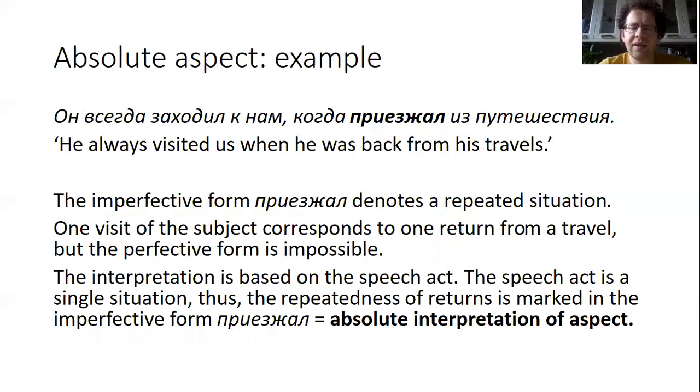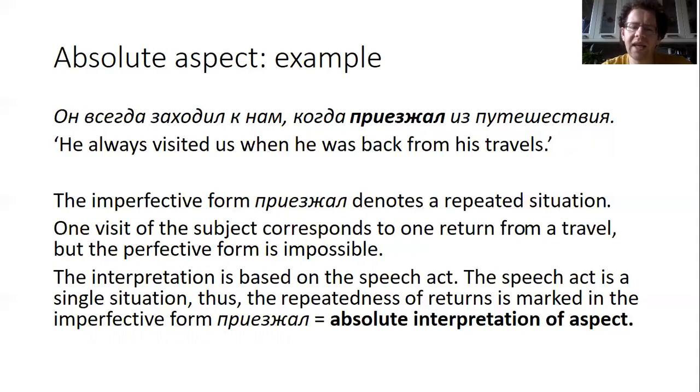By contrast, in the next example, we have an absolute aspect interpretation. Он всегда заходил к нам, когда приезжал из путешествия. Here, as in the last example, both situations are repeated. He repeatedly visited us when he repeatedly was back from his travels. However, here, imperfective forms are used in both clauses. Why? Because the interpretation of the aspect in the embedded clause, приезжал, is based on the speech act. The speech act is a single situation. So to interpret the aspect use in the embedded clause with respect to the speech act, repeatedness must be marked.